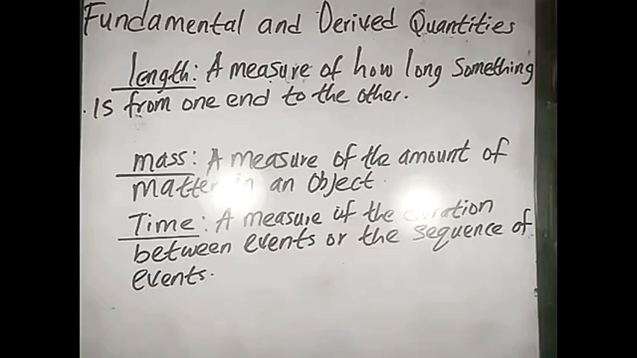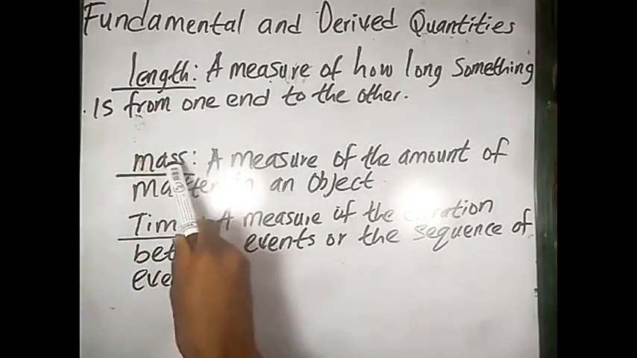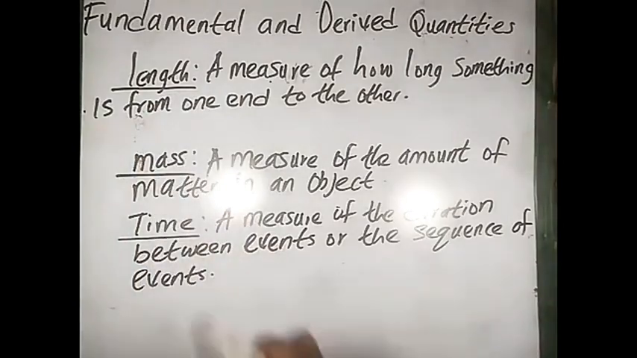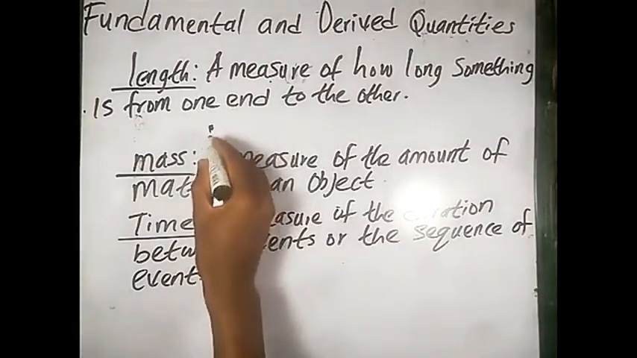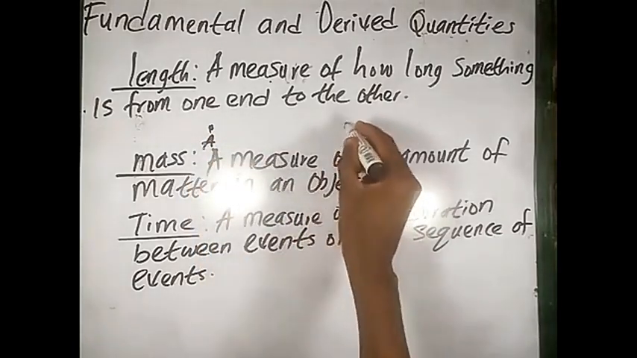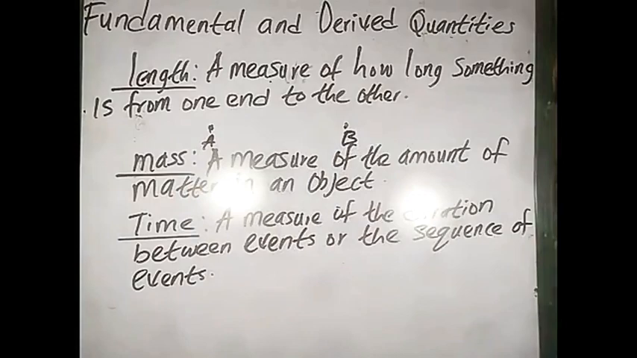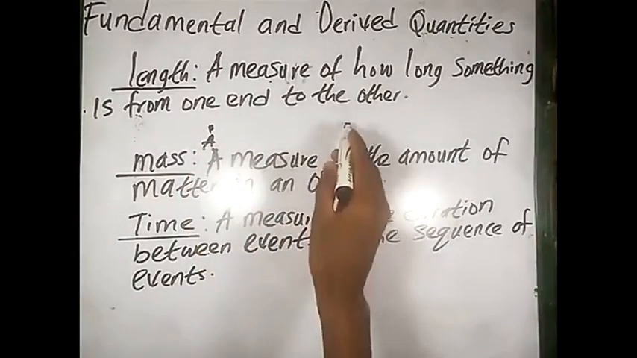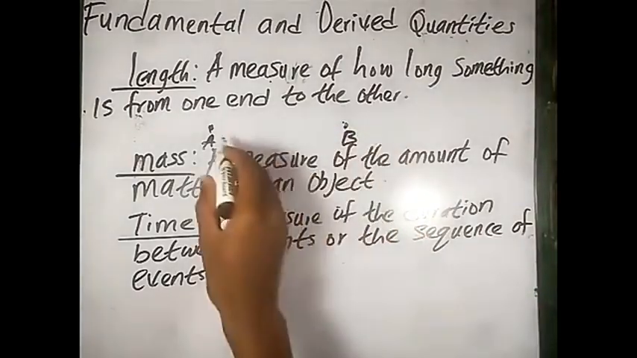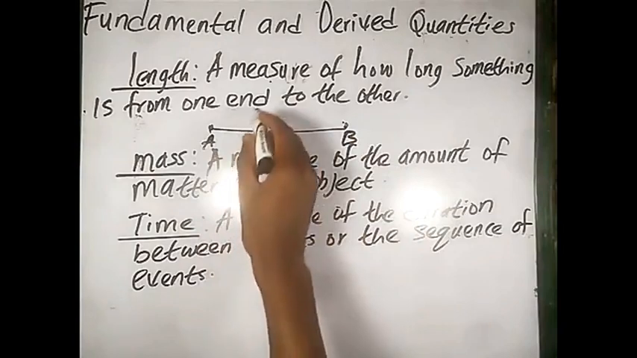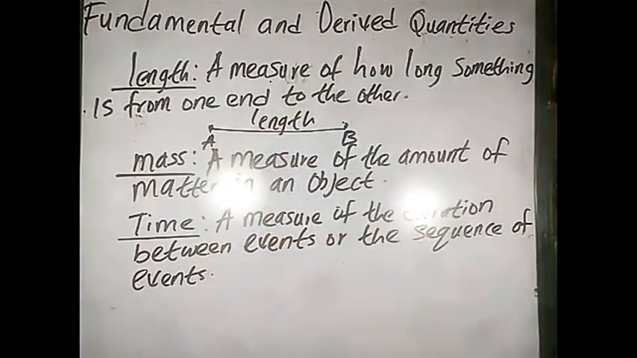Okay, now moving on to fundamental and derived quantities. In physics, there are three most important basic quantities, which are length, mass, and time. Length is a measure of how long something is from one end to the other. Let's say I have two points, point A and point B. The measure of how long point A is from point B, or point B from point A, is the length.